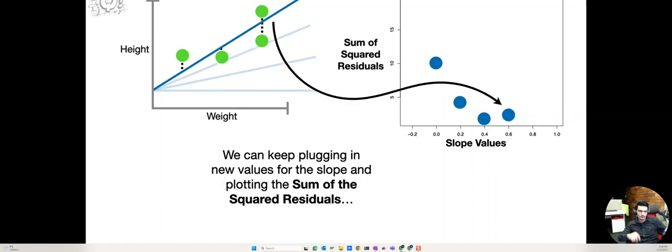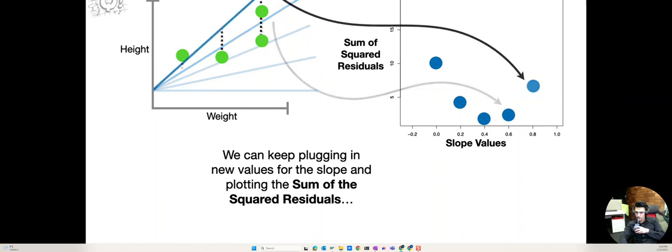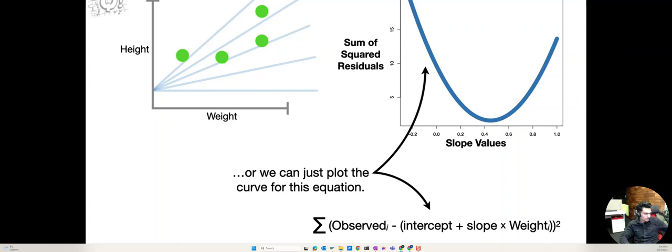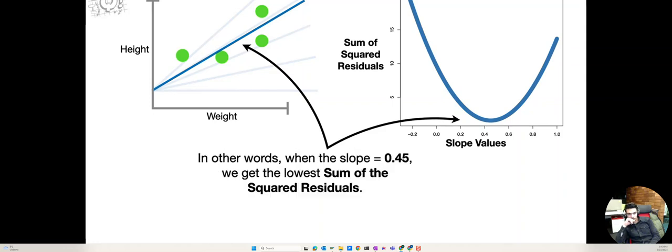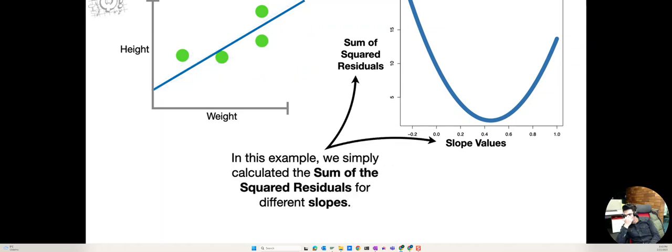We can keep plugging in new values for the slope and plotting the sum of the squared residuals, or we can just plot the curve for this equation. We can see that the best fitting line is at the bottom of the parabola. In other words, when the slope equals 0.45, we get the lowest sum of the squared residuals. In this example, we simply calculated the sum of the squared residuals for different slopes.